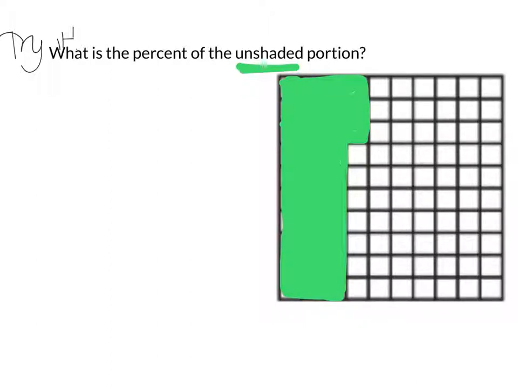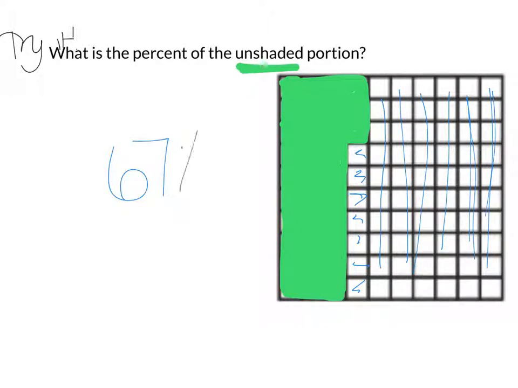Alright, so to find the percent of the unshaded portion, the part that's not green, you need to count up all of these boxes. I'm going to count them by rows of 10, starting from the right side. 10, 20, 30, 40, 50, 60, and then I'm going to count the individual ones: 61, 62, 63, 64, 65, 66, 67. So the answer for the unshaded portion is 67%.